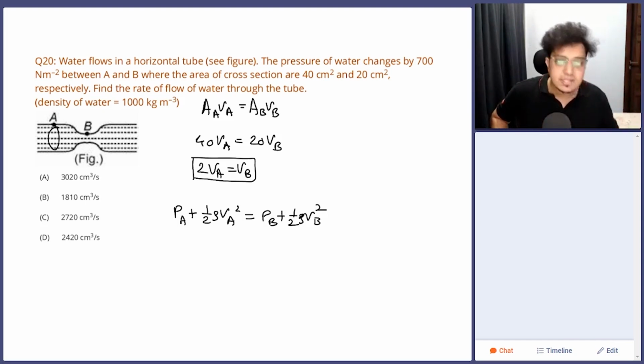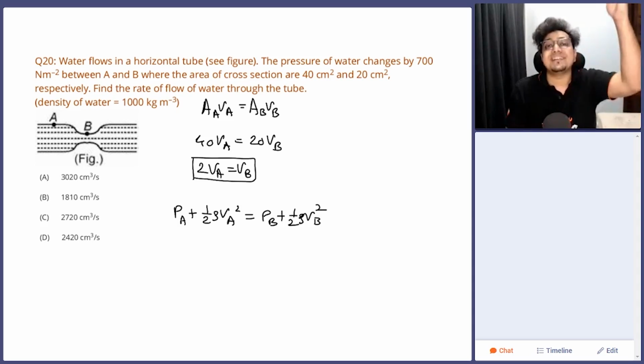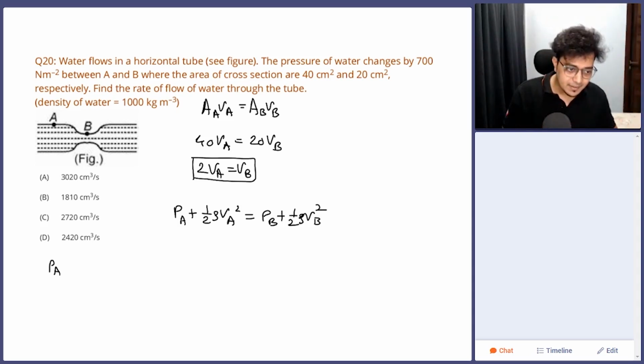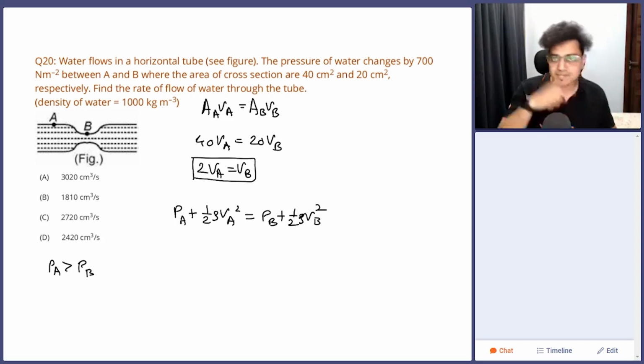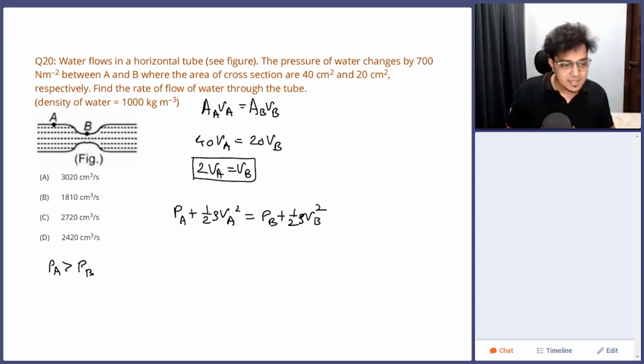Now notice near region A, the cross-section area is high. So velocity will be low as per the continuity equation. Low velocity means low kinetic energy, high pressure. So pressure at point A will be higher than pressure at point B. Once again, for point A, the cross-section area is high, so velocity will be low. Velocity low means kinetic energy low, and kinetic energy low means pressure will be high. So PA is more than PB.